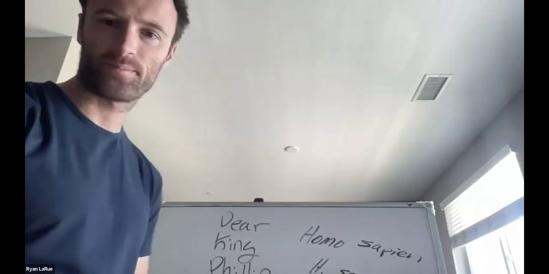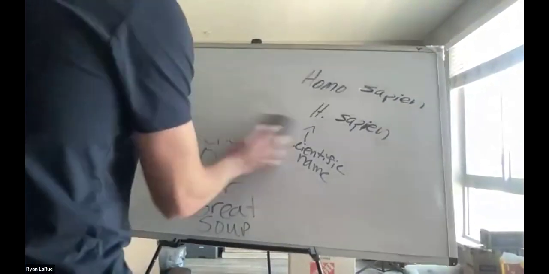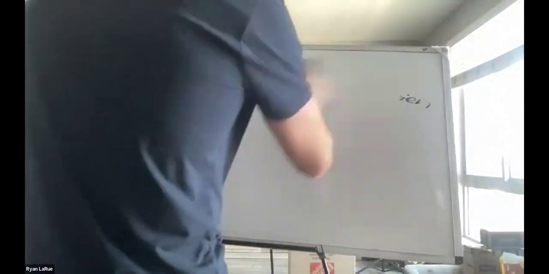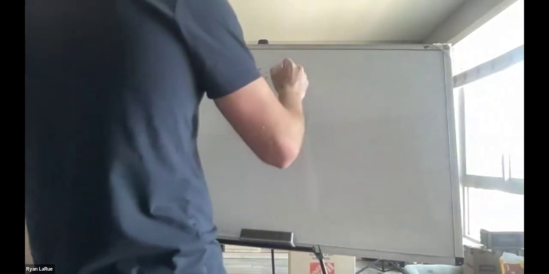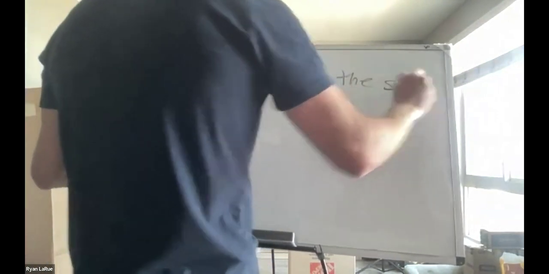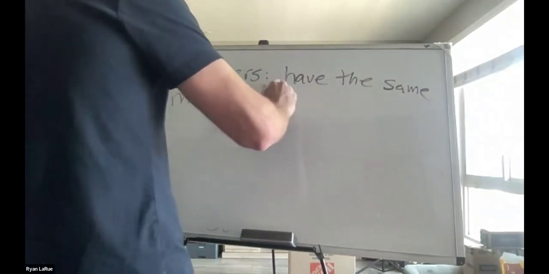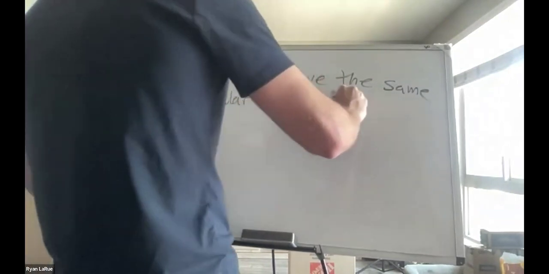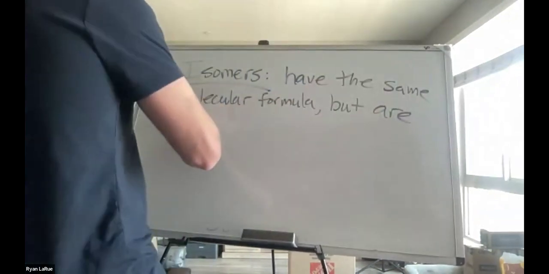Let's actually write that down. I don't like to be too PowerPoint-y, as you know. So isomers have the same chemical or molecular formula, but are different in structure.